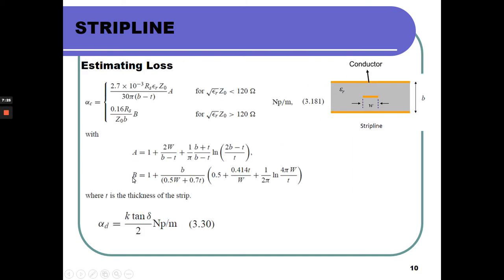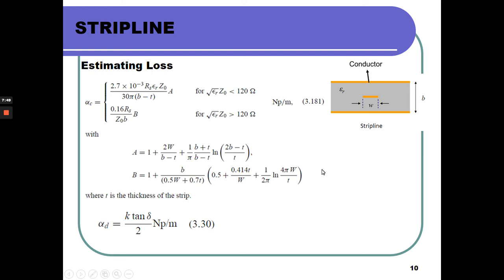Then we find A or B, whatever condition is necessary. If this condition is satisfied, we need to find A. If this condition is satisfied, then we need to find B, and then after that we need to estimate alpha C. Alpha C means basically the conductor loss, and then the dielectric loss is this one.